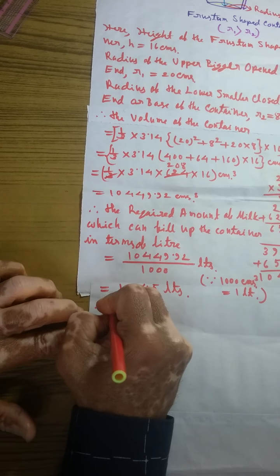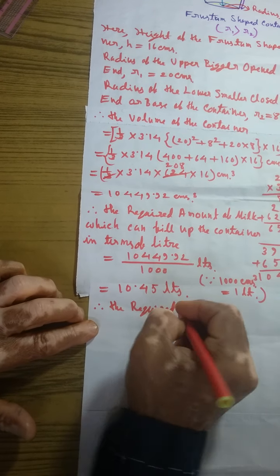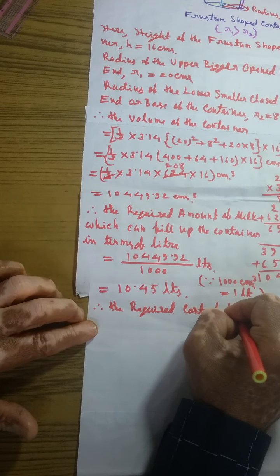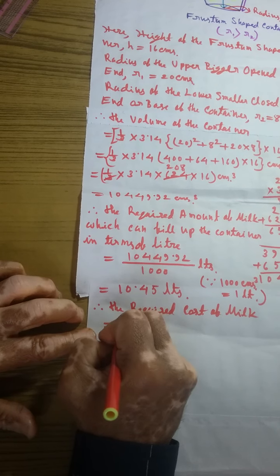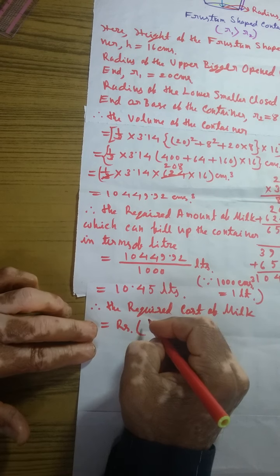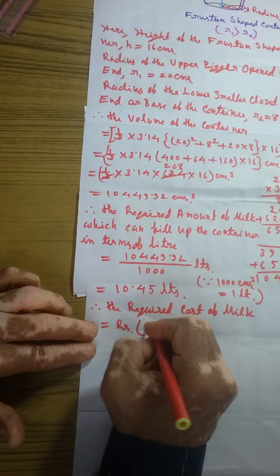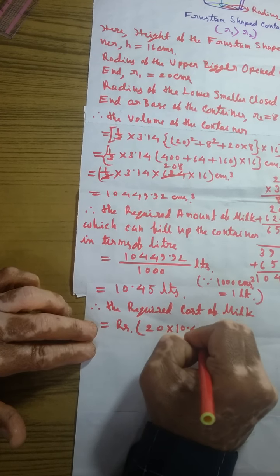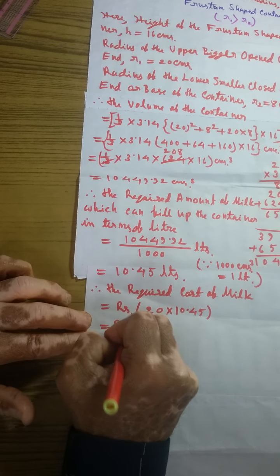Therefore, the required cost of milk is equal to, according to the question, rupees 20 per liter. So this will be rupees 20 into 10.45, which is again equal to rupees.